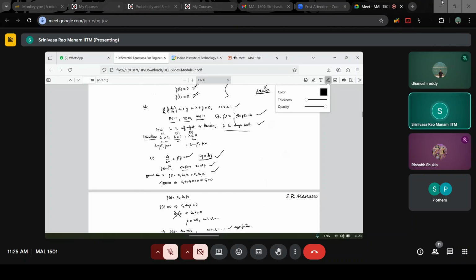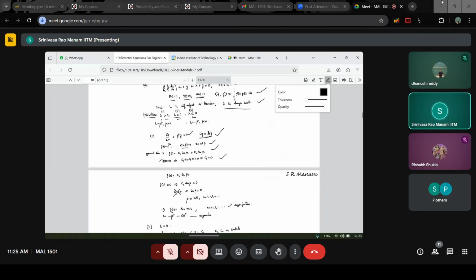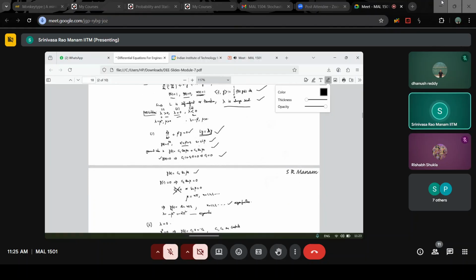Now you apply your boundary condition. y(0) equal to 0 will give me c1 equal to 0. So then your solution will become this one, c2 sin mu x. Now you apply the other boundary condition, then you should get this one.